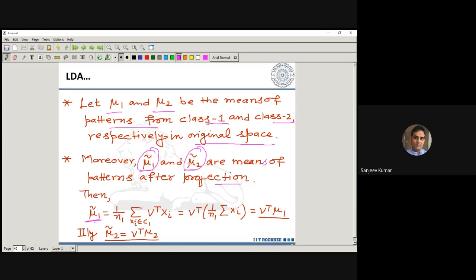Then what is mu1 tilde? It is 1 upon n1 times the sum of V transpose xi, because mu1 tilde is after projection. So the projection of each point xi will be given by V transpose xi, where xi belongs to class C1. V transpose I can take out, and what remains is just the mean of class 1 before projection. So mu1 tilde is nothing but V transpose mu1. Similarly, mu2 tilde is V transpose mu2.